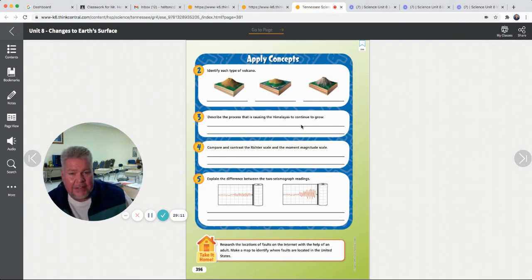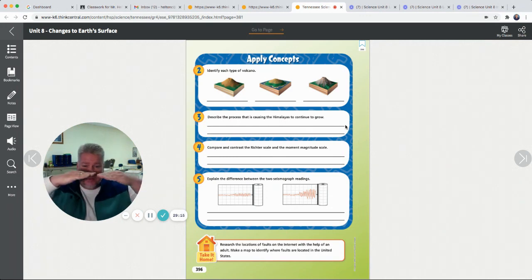Describe the process that's causing the Himalayas to continue to grow. Well, that's where two plates, remember, are pushing against each other and causing the ground to go up to form mountains. Compare and contrast the Richter scale and the moment magnitude scale. Well, there are two different scales that measure the intensity of an earthquake. The Richter scale measures it on a scale of 1 to 10, and so does the moment magnitude scale.